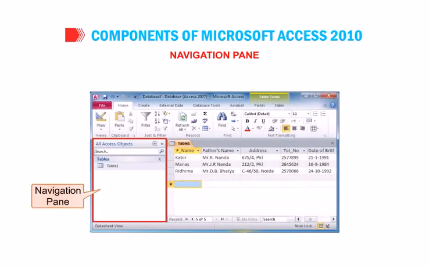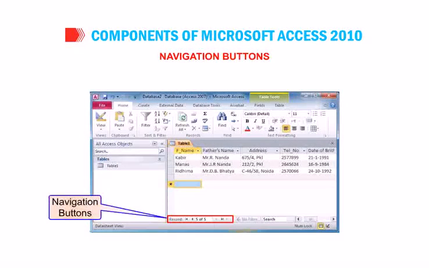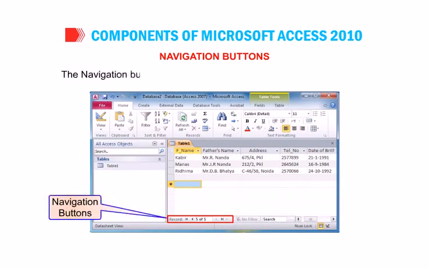Navigation pane. This pane is present on the left side of the Access window. It displays the name of the objects used in the database such as table, queries, forms, reports, etc. Navigation buttons. As the name suggests, it helps in navigating through the records. The navigation buttons display the current record number in an object.